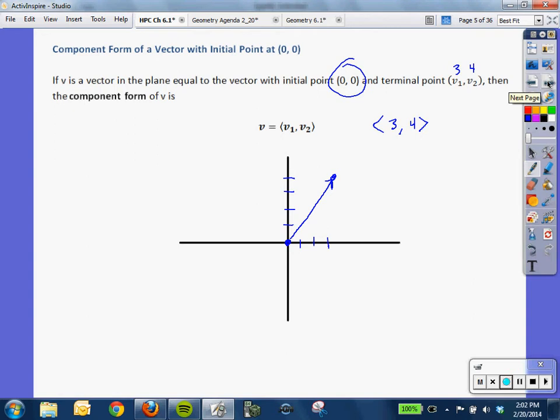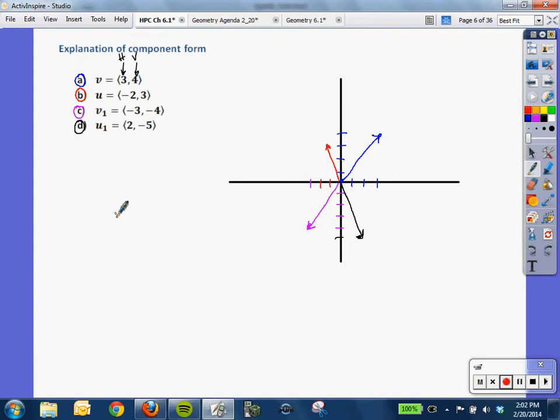Different vectors with, we're going to get into some different, what am I trying to say here?